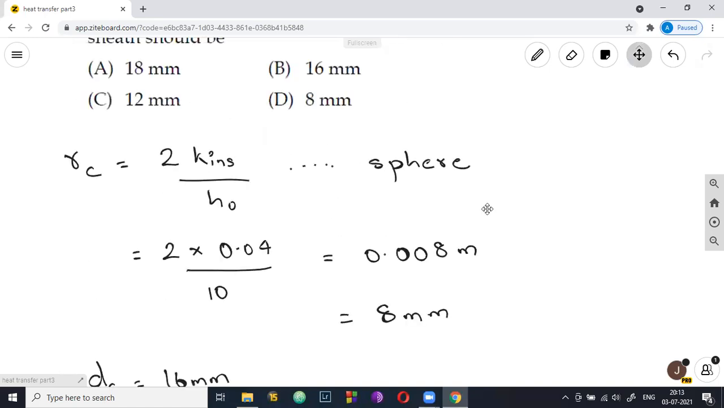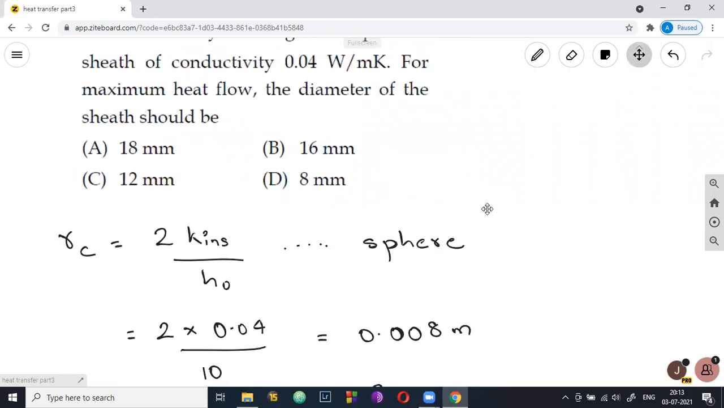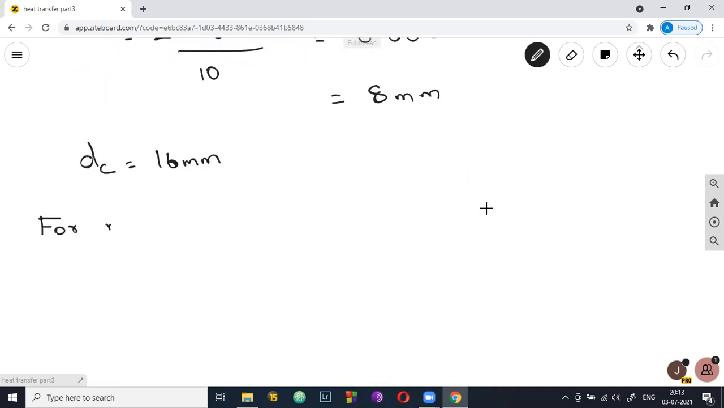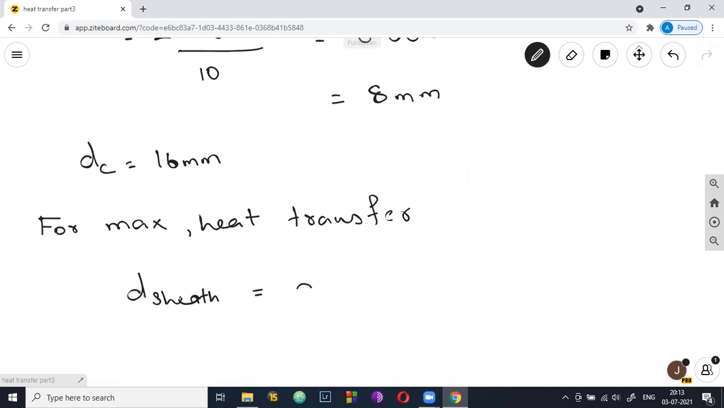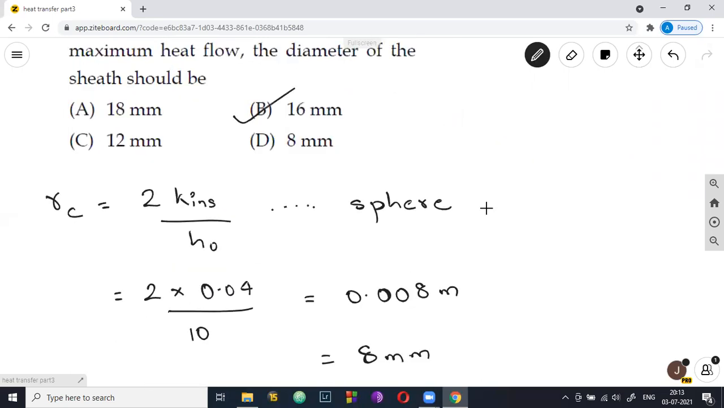Now what is our requirement? Just wait a minute. The diameter of the sheet must be. So diameter of insulation must be the diameter of the sheet. So for maximum heat transfer, diameter of sheet must be equal to diameter of the critical, which is 16 mm. So that is the answer. The answer is option B, 16 mm. Is this problem clear?